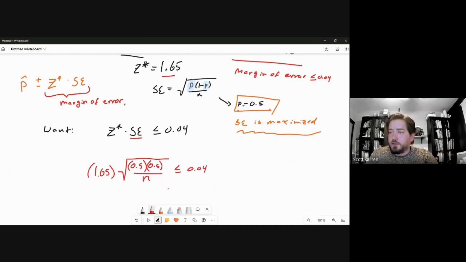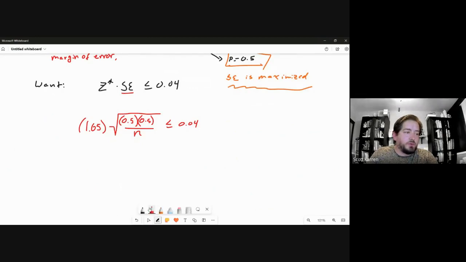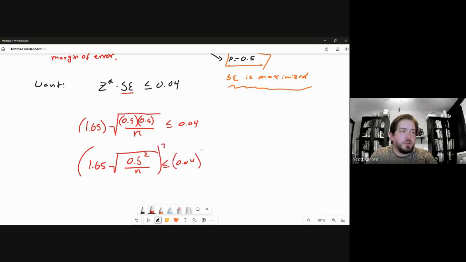And then I solve this thing for n, right? How do I do that? I'm going to end up squaring everything. Before I do that, I'm going to rewrite that square root, because 0.5 times 0.5 is just 0.5 squared. So this just becomes 1.65 multiplied by the square root of 0.5 squared over n, which should be less than or equal to 0.04. If I square both sides, that square is going to take care of the square root, but this 1.65 gets squared as well.